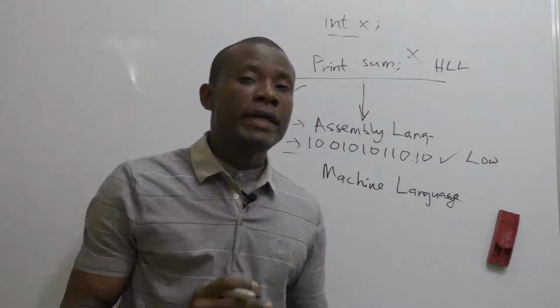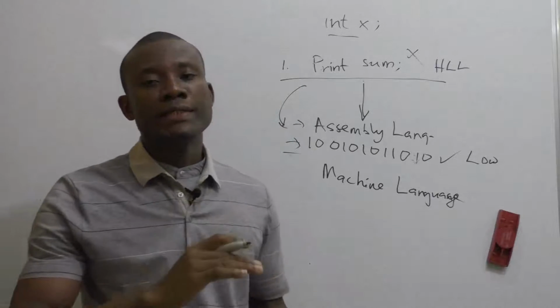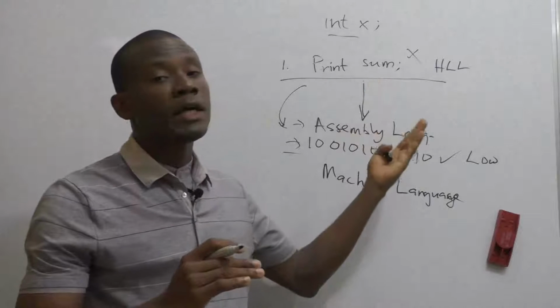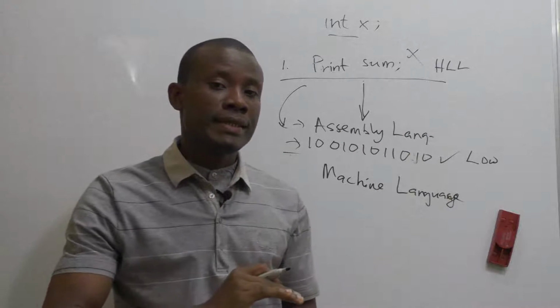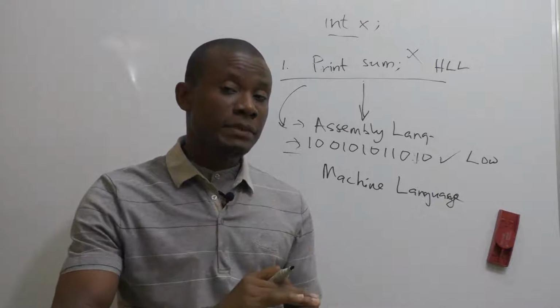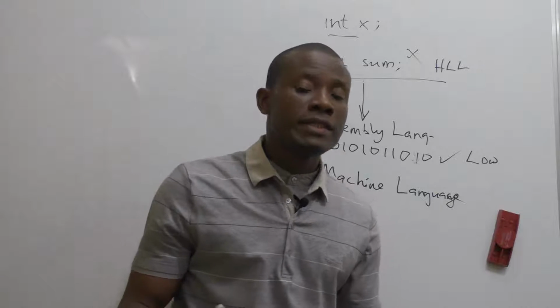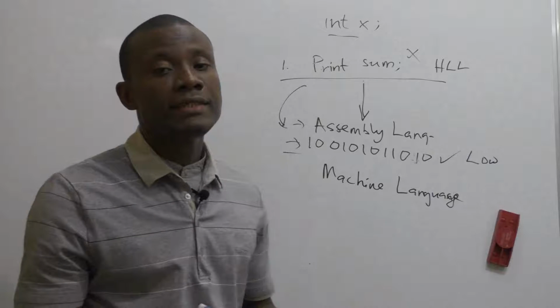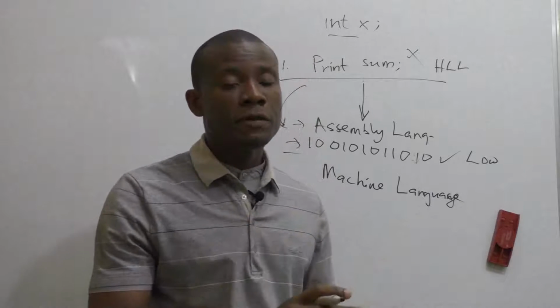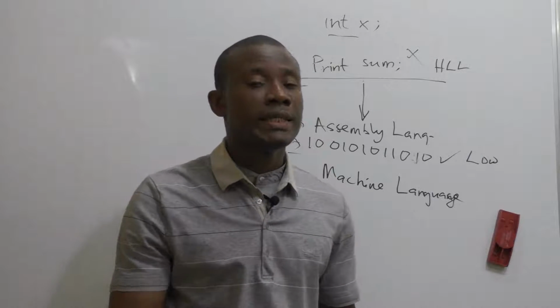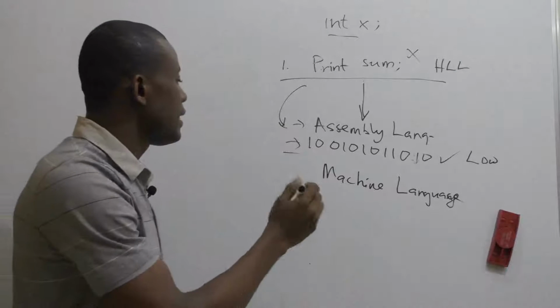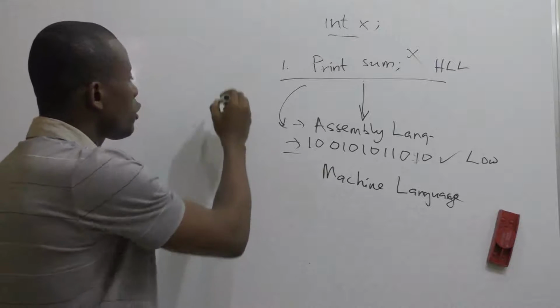Sometimes a compiler may convert in stages. It first converts from the high-level language to an intermediate language, and then it converts from this intermediate language to a low-level language. Well, how it does it is not important. The main thing is the compiler converts a high-level language to a low-level language, and that is one thing you must understand. That is the work of a compiler.